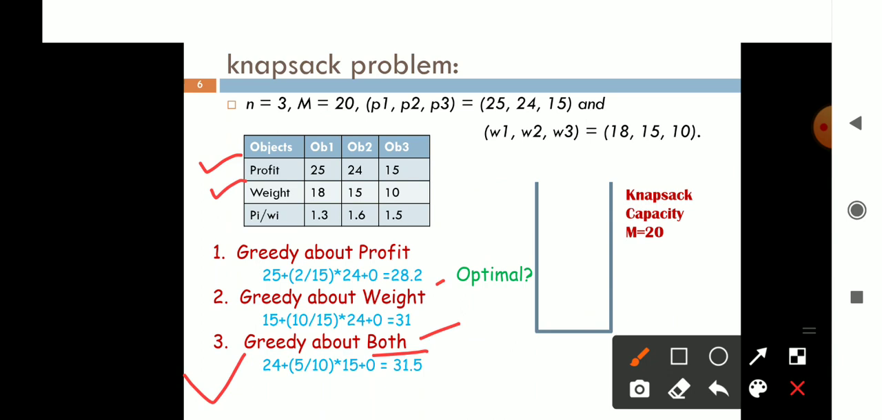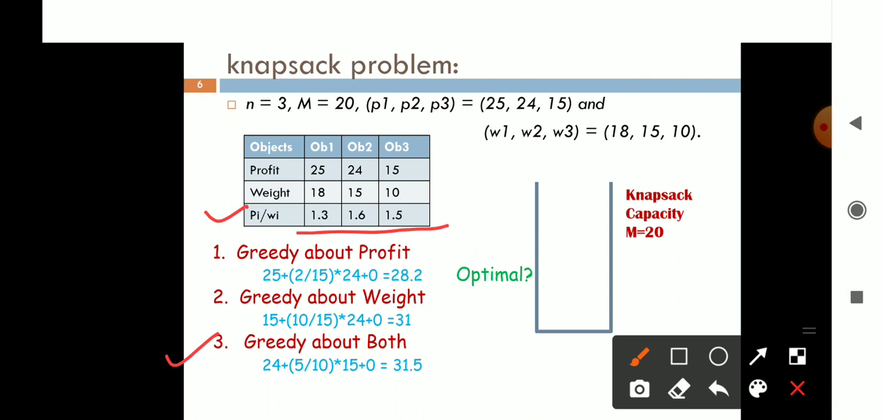We need minimum weight and maximum profit. We are not thinking only about the maximum profit as we did in the first, and we can't go only for the minimum weight as we did in the second. Now we are going to find the third type of solution, in which we are greedy about both profit and weight. For that we have chosen the ratios. The ratio is 1.3 for the first object, 1.6 for the second object and 1.5 for the third object.